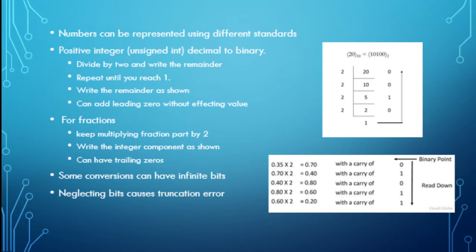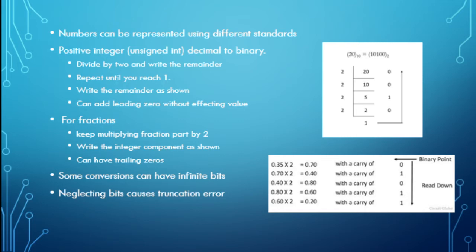If your number has a fractional part, then you multiply the fractional part by 2 and write the integer component, or the carryout component, of the number. That will create the fractional part in binary representation.